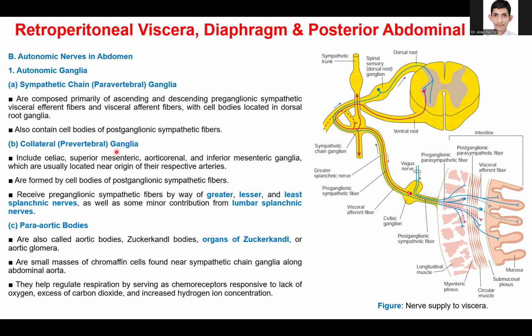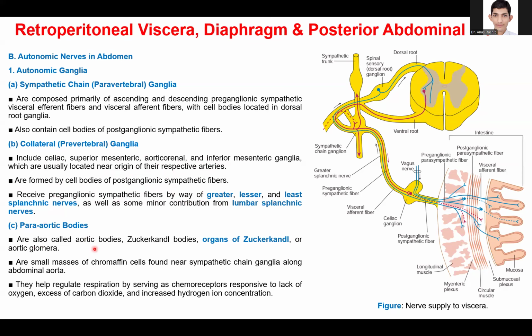Collateral prevertebral ganglia include the celiac, superior mesenteric, aorticorenal, and inferior mesenteric ganglia, which are usually located near the origin of their respective arteries. They are formed by cell bodies of postganglionic sympathetic fibers and receive preganglionic sympathetic fibers by way of the greater, lesser, and least splanchnic nerves, as well as some minor contribution from lumbar splanchnic nerves.